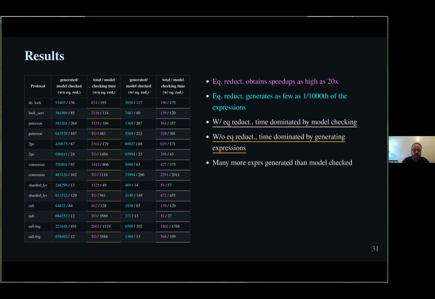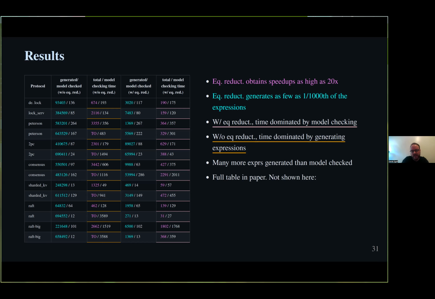And then maybe one last thing to notice is that in the columns with the blue numbers, there are a lot more expressions that get generated than get model checked. So this illustrates why it's so important to maintain these constraints on the uninterpreted functions to avoid model checking every single expression that we generate.